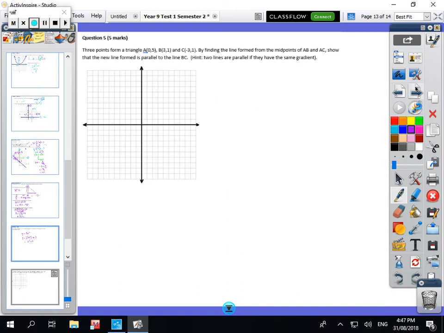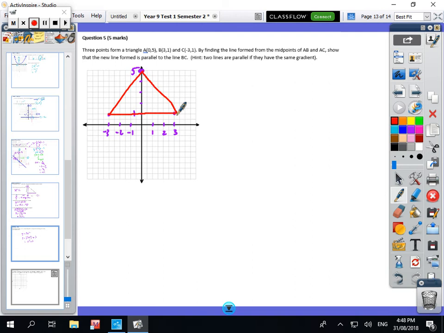Okay, 2 to go. 3 points form a triangle. Okay, 0, 5, 1, 2, 3, 4, 5. So there's the first point. 1, 2, 3. Okay, that's 1. So 3 ones there. Minus 1, minus 2, minus 3. So the triangle is there.